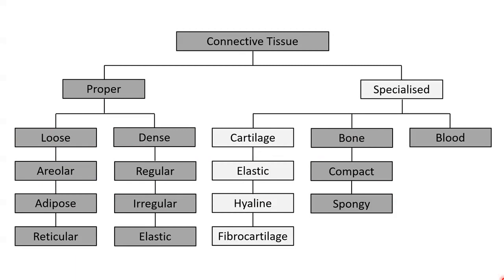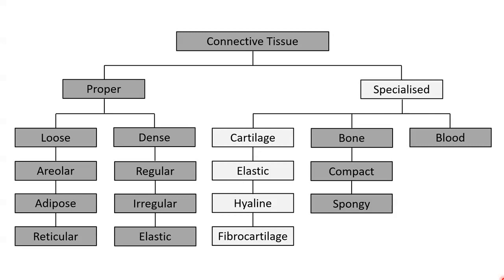The first type of specialised connective tissue is cartilage. Cartilage consists of a dense network of collagen and elastic fibres, firmly embedded in a gel-like ground substance. Cartilage can endure more stress than loose and dense connective tissue, with its strength attributed to the high proportion of collagen fibres and its resilience, or its ability to bounce back after it's been compressed, due to that gel-like consistency of the ground substance.